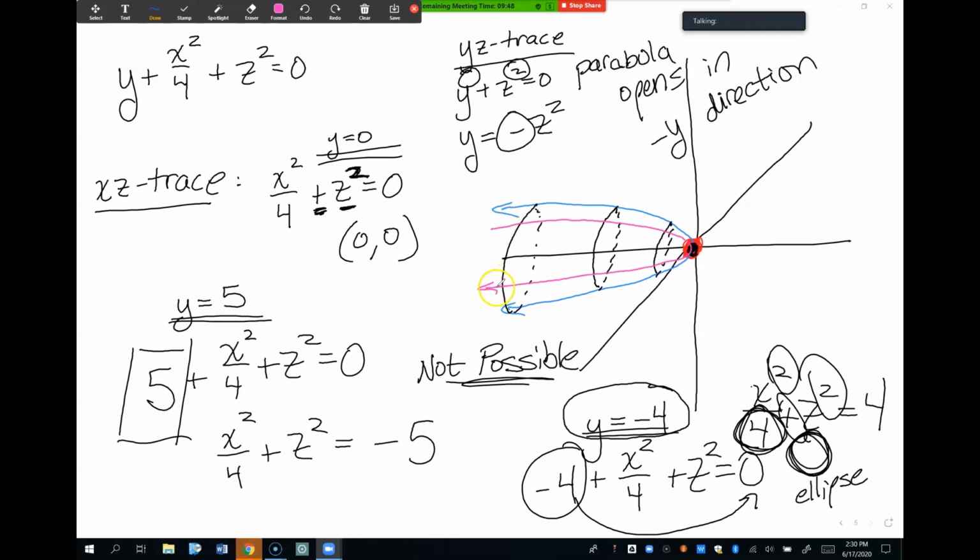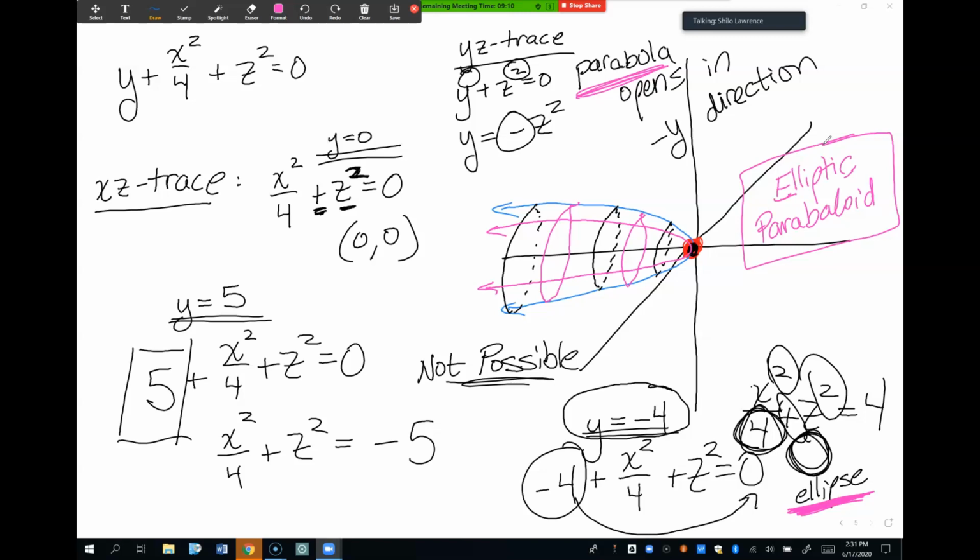So what that does, it just rounds out the other kind of sides of this thing. What we have is, it's like a bowl laying on its side, made out of parabolas. So what this is called, because we have an ellipse and some parabolas for our traces, this guy is called an elliptic paraboloid. Elliptic paraboloid.